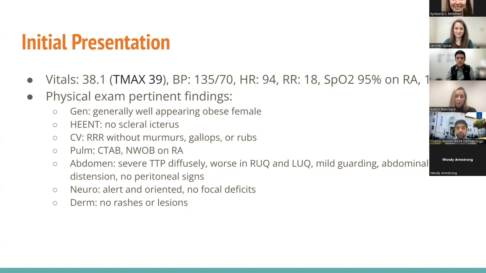Her neurological exam was intact. She was alert and oriented. No focal deficits were appreciated. And her dermatological exam was without any obvious rashes or lesions or anything like that.